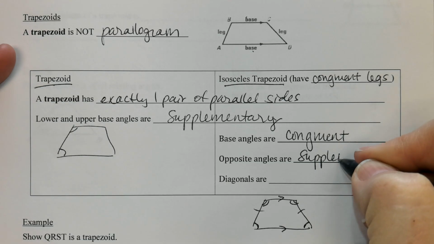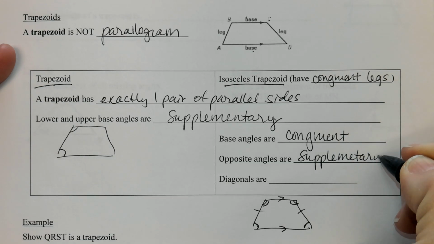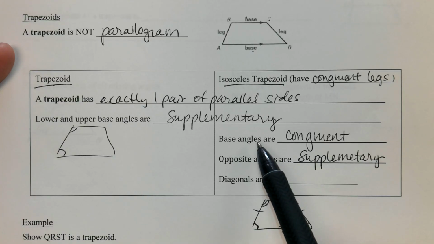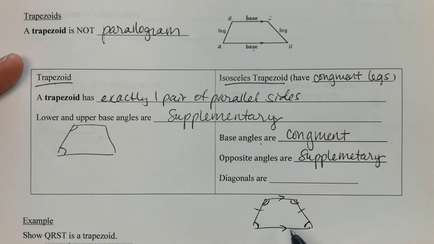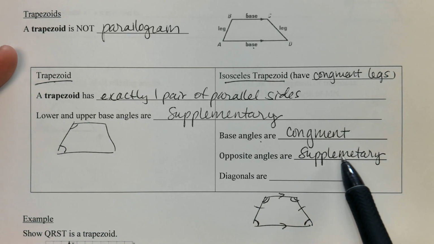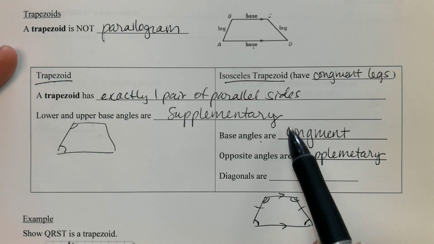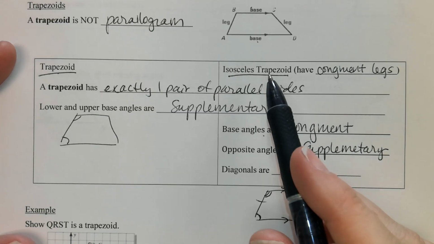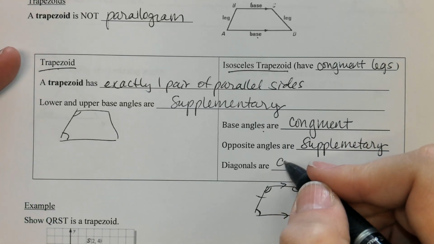Where this is going to get confusing is because it was opposite when we did parallelograms. The consecutive angles or the base angles were supplementary and the opposite angles were equal. So this is a huge part of what students get wrong on a test because it's mixed up with parallelograms. In an isosceles trapezoid, the diagonals are congruent.